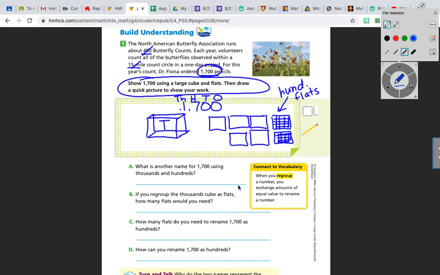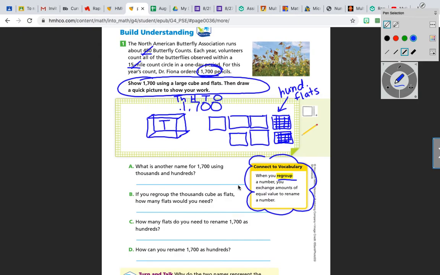1,700. When we talk about regrouping, we're going to look at this vocabulary word right here. It says, when you regroup a number, you exchange amounts of equal value to rename a number. Okay? So let me explain this to you.